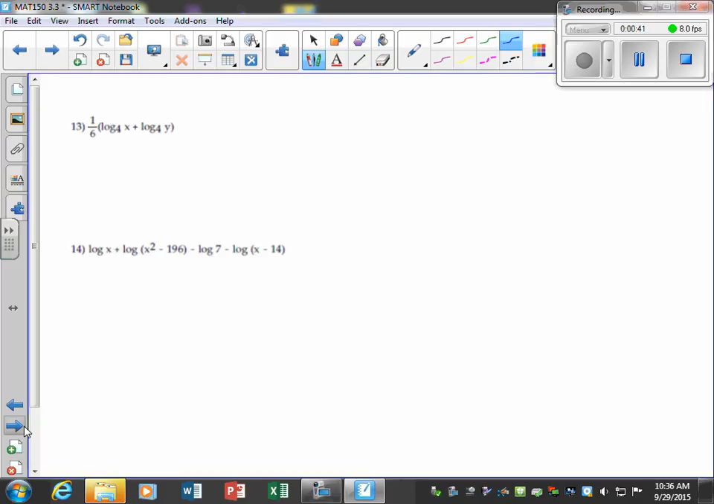Alright, well, number 13, we can see that the first thing we want to do is probably distribute this out so that it's in both terms. So that would just give us 1/6 log, actually, that's a base 4, 1/6.